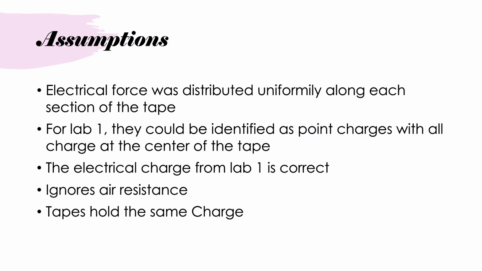Some assumptions we had to make for this lab was that the electric force was distributed uniformly along each section of the tape. For Lab 1, we had to assume that the tapes could be identified as point charges with all the charge at the center of the tape. In order to calculate the electric charge for Lab 2, we had to assume that the electrical charge from Lab 1 was correct. We also had to ignore air resistance, and we had to assume that both the tapes had the same charge.